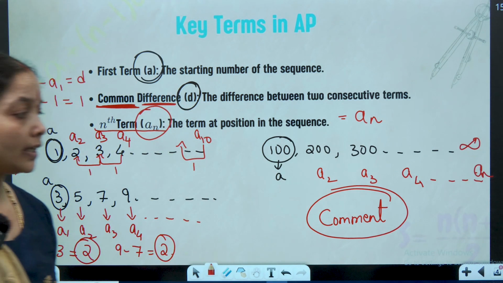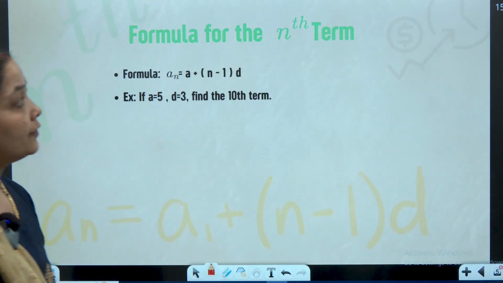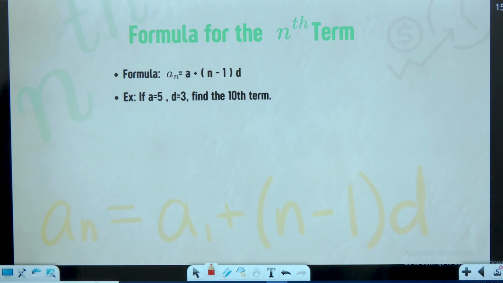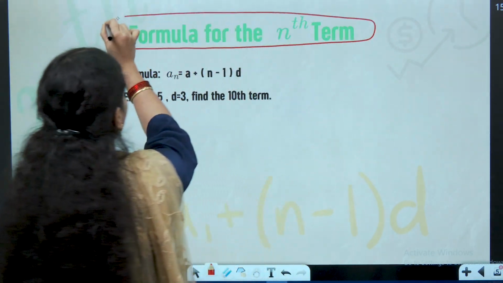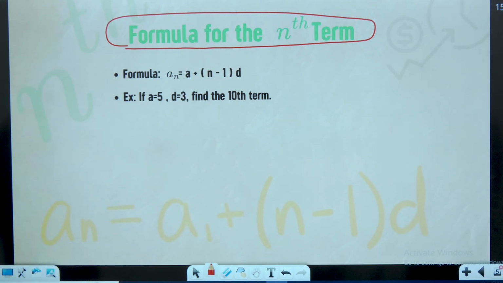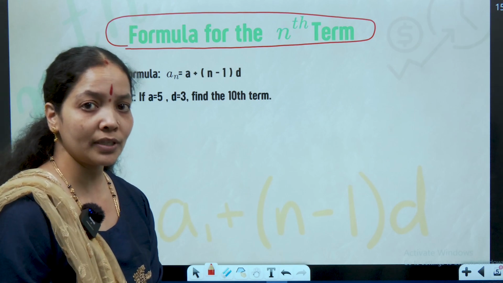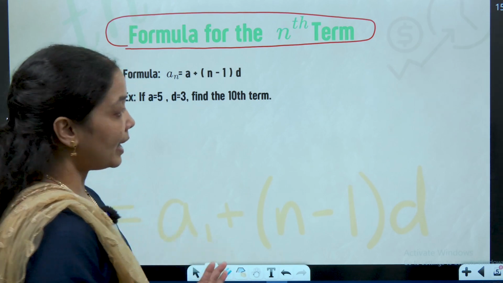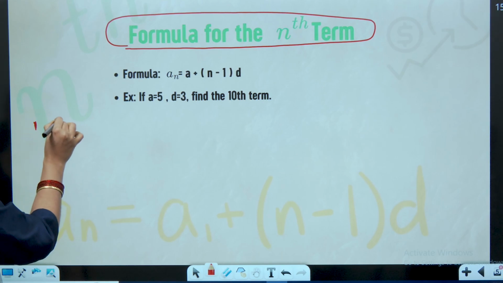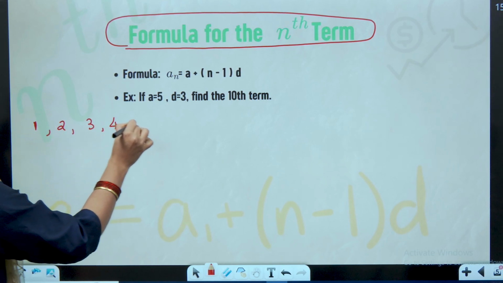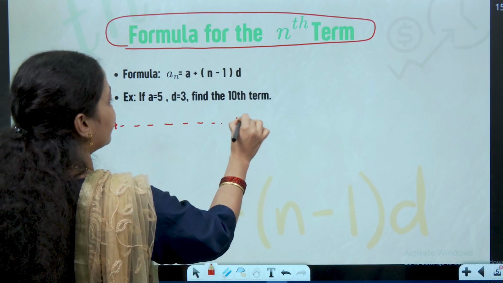Let us go ahead and check what else we have to learn to become an expert in AP. Okay, the first thing that the chapter is letting us know is called the formula for the nth term of the AP. What is an nth term? Just now we have told you, nth term is the last term of the given series or sequence or pattern. Okay, if I have a pattern, for example, 1, 2, 3, 4, etc. till let me say it is 100.